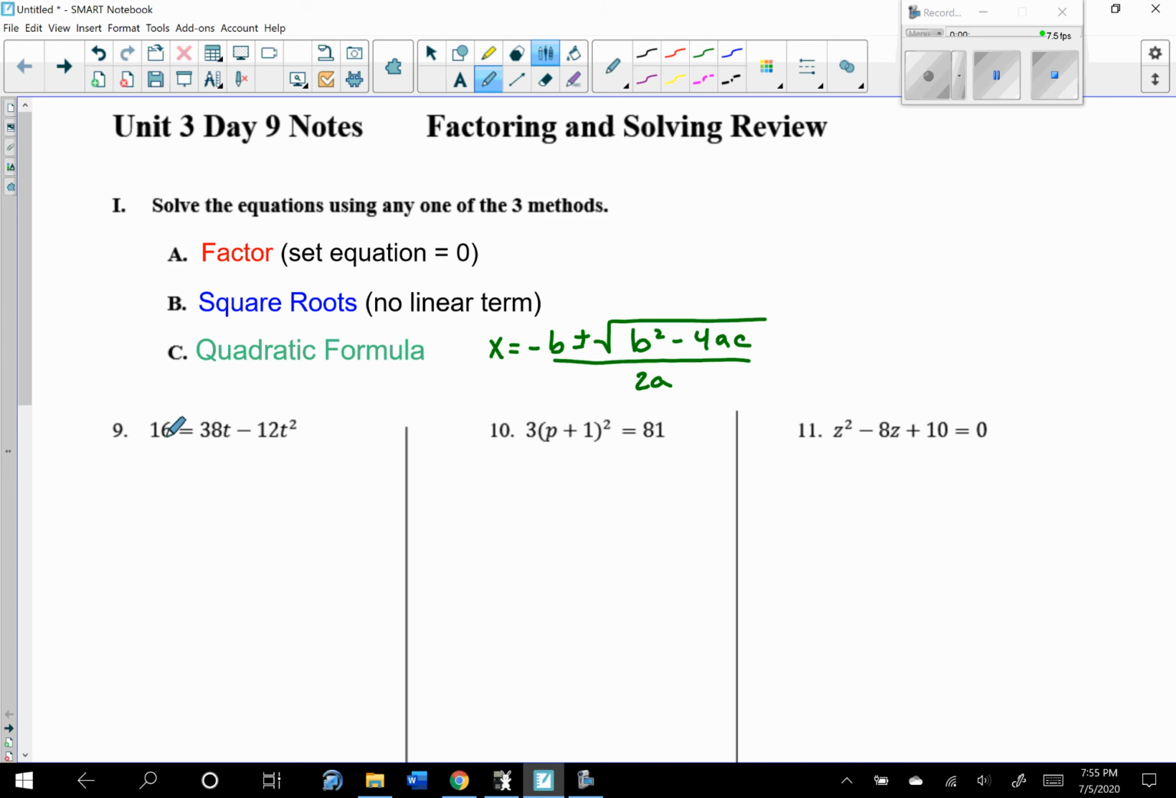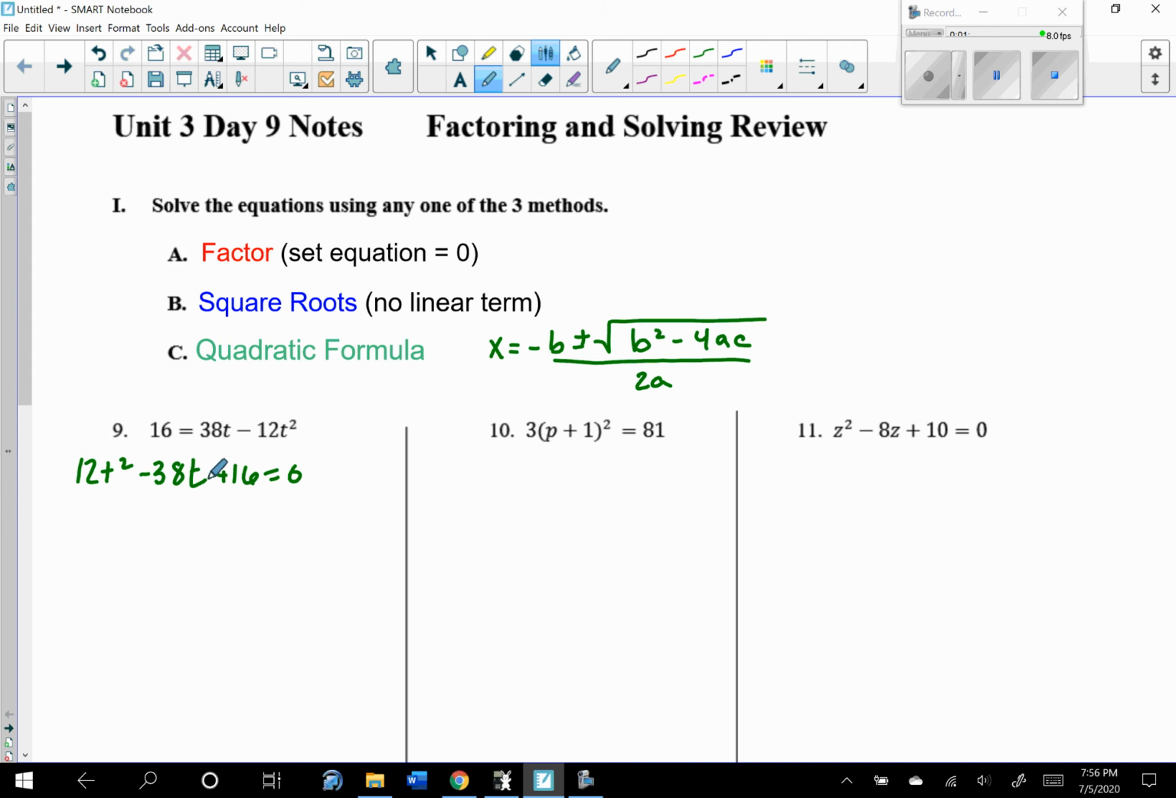So looking at the first one, the first thing that I'm going to do is set this equal to 0 because I can see I have a quadratic, a linear, and a constant term. And I'm going to write the terms on this side. So I'm going to add the 12x and subtract the 38 because I don't like working with a negative quadratic term if I don't have to. So when I do that, I get 12t squared minus 38t plus 16 equals 0. Again, all I did was take these two terms and put them on the left side.